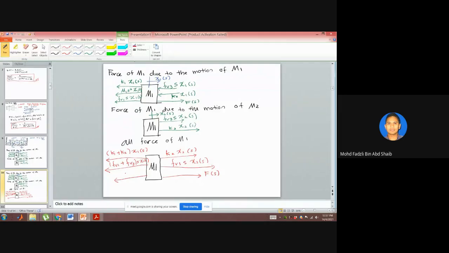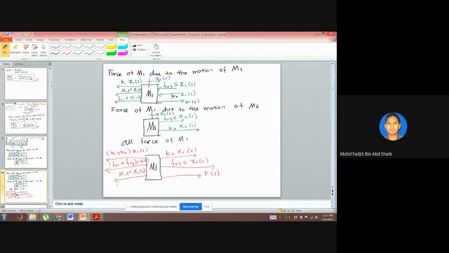This one, what forces? M1 s square X1 s. Very good. F1, M1 s square times X1 s, right? Okay.